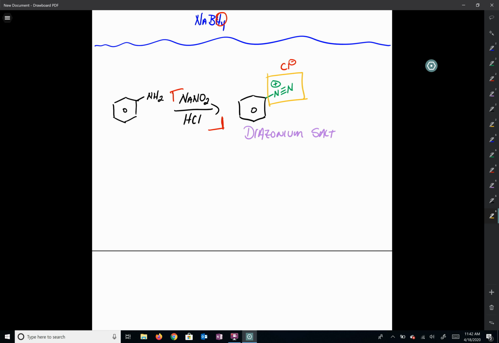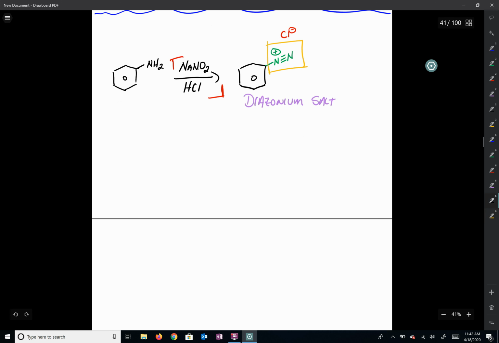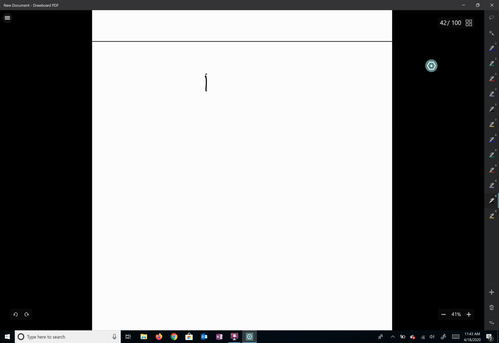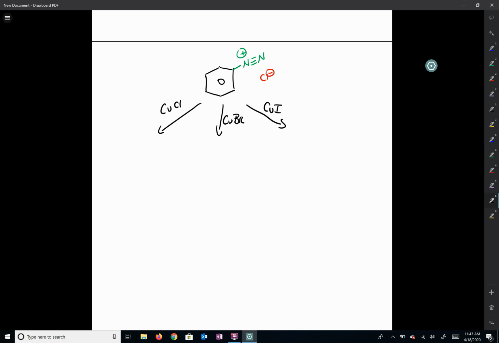It's that green group right there that's going to be useful for swapping out for different groups. So let me take my diazonium salt and bring it down here. I need some space. So let's do maybe the obvious first: CuCl, CuBr, CuI.